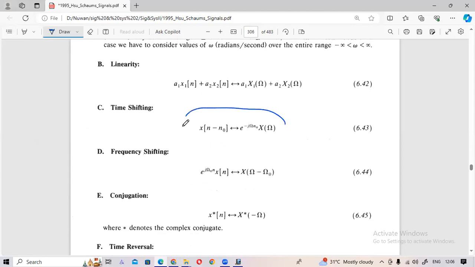this is the time shifting property for discrete time signal. Now try to prove this. As homework, try to prove this. Maybe next week we will try to do one question with regard to this one.